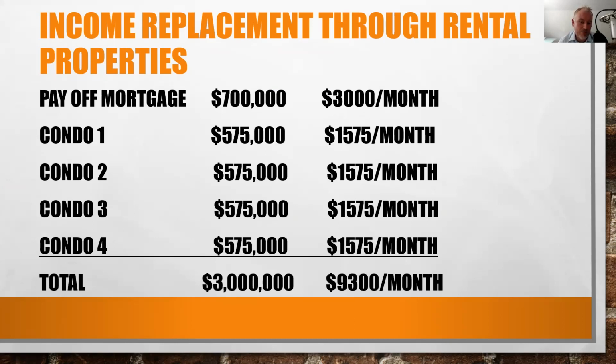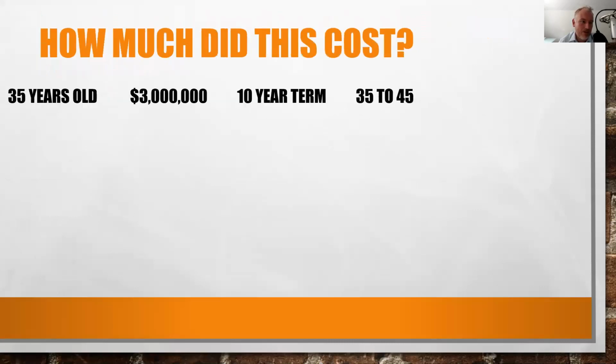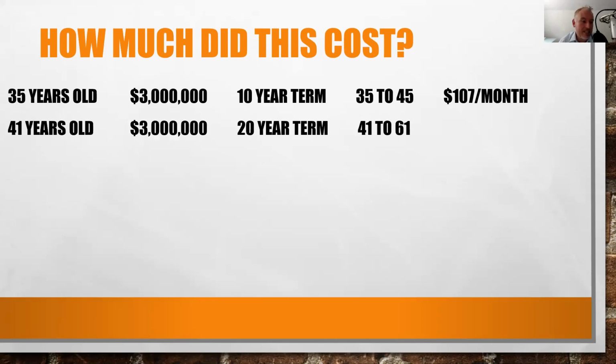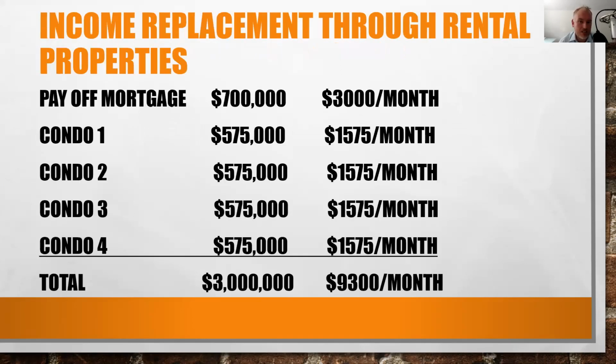So a quick question is, how much did this program cost me? Must be pretty expensive because this seems like a pretty good plan. Well, when I first did it at age 35, the $3 million for a cheap 10-year term contract, with a very cheap cost from age 35 to 45, cost me $107 a month. Very affordable. Then I actually redid it at age 41 for $3 million for a 20-year term, which basically fixed my costs from age 41 to 61 for $253 a month. So this cost provided me this entire program for my family.